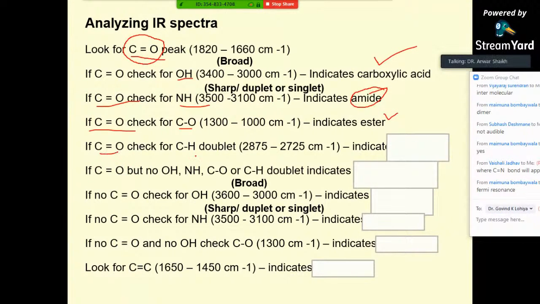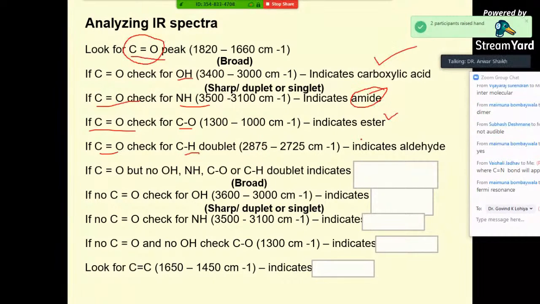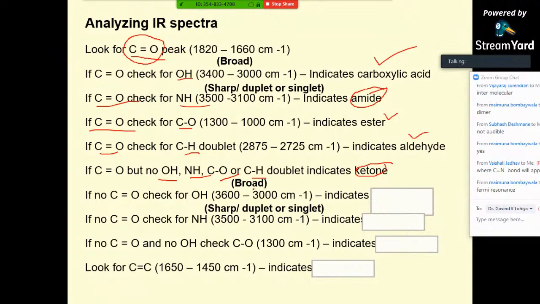Along with the C double bond O, if you are getting a CH stretching, it may be an aldehyde. And if along with the C double bond O you are getting no OH, NH, CO or CH, it indicates that a ketone is present, because on both sides CH3 is present. If there is no C double bond O in your spectrum, you check whether only the OH is there.